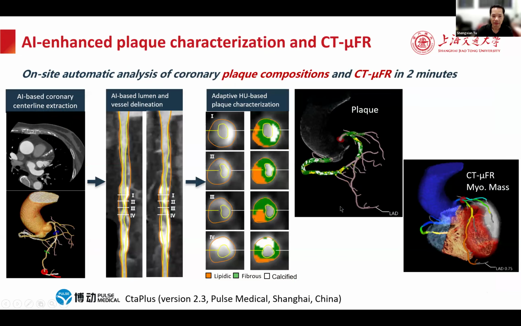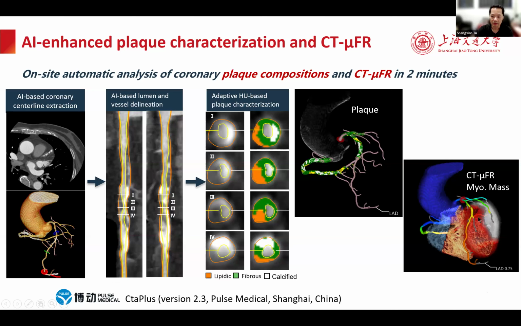First, for CT, we now have the solution to do an on-site automatic analysis of coronary plaque composition and the CT mu-FR within 2 minutes. Using AI, we do the centerline extraction and lumen and vessel border detection automatically. Then we have adaptive Hounsfield unit-based plaque characterization. You can characterize the plaque composition, like lipid, green is the fibro, and white is the calcium, in 3D. At the same time, you get the CT mu-FR at every location.